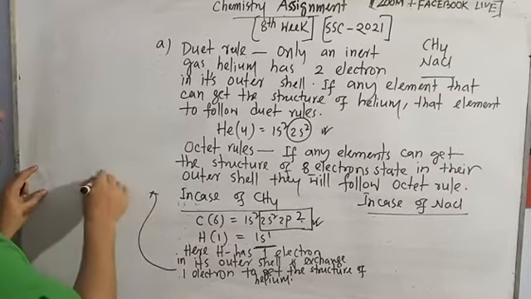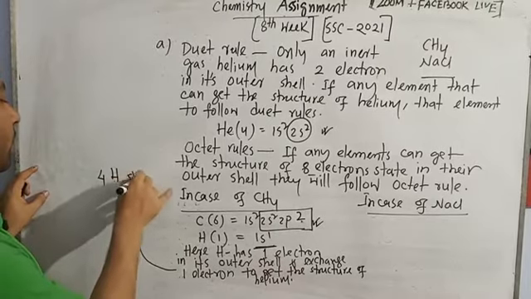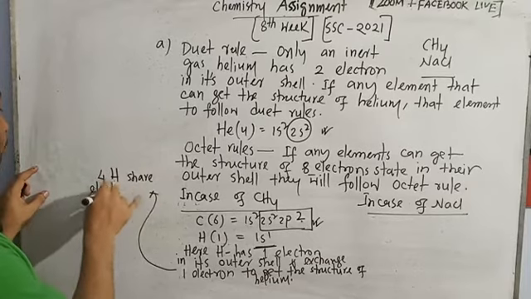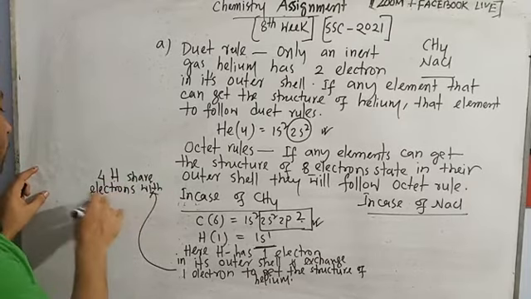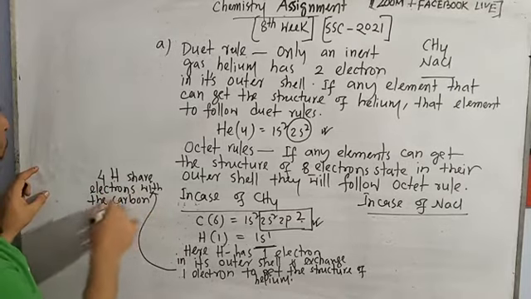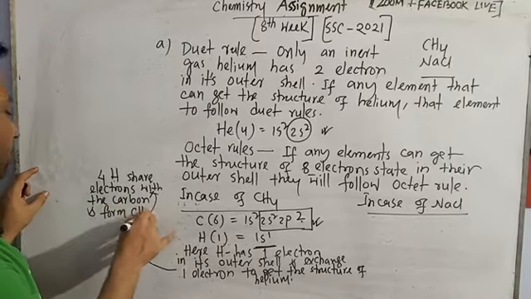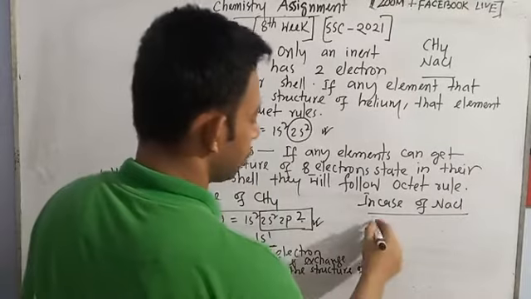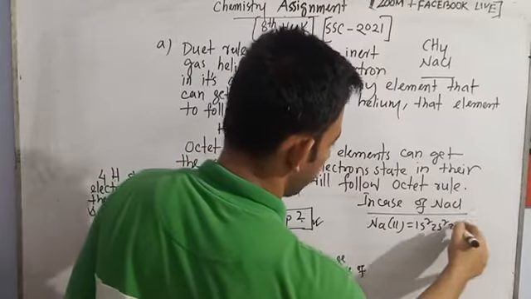So 4 hydrogens share electrons with the carbon and form methane. On the other hand, in case of sodium chloride, if we see sodium's outer shell electron: 1s2, 2s2, 2p6, 3s1.